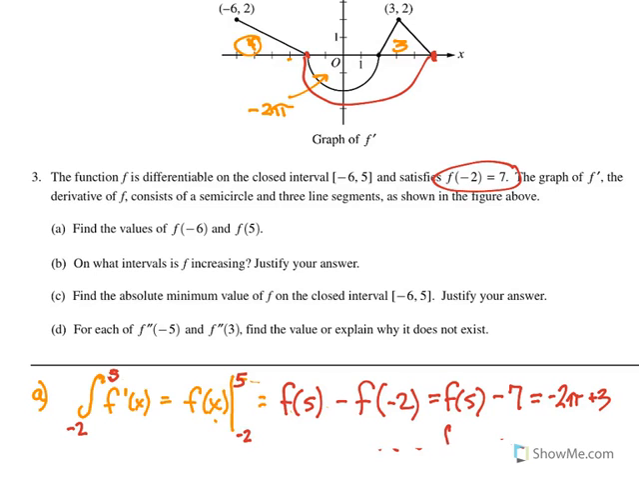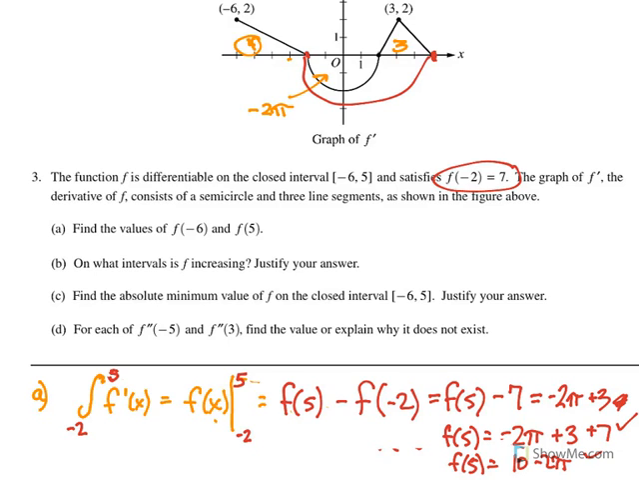So to find f of 5 equals -2π plus 3, moving the 7 to the other side, plus 7. So I can leave it like that, or I can write f of 5 equals 10 minus 2π. Either answer is correct, here or here works out for that problem.